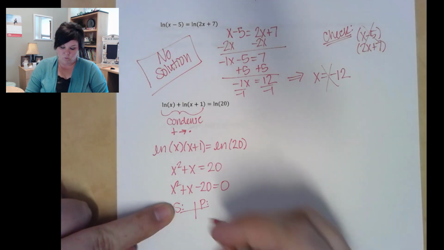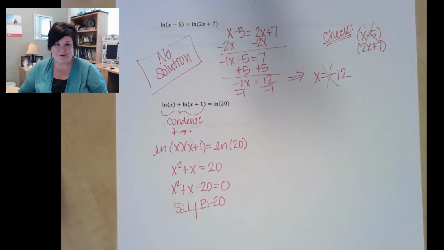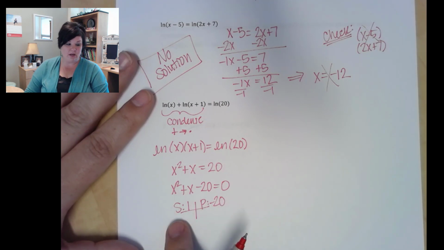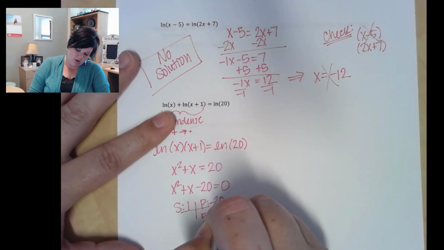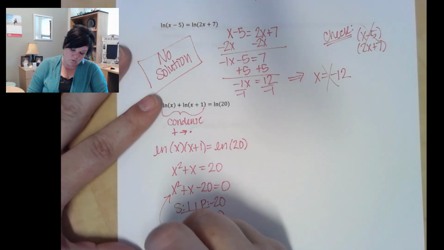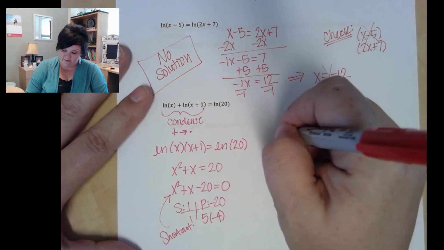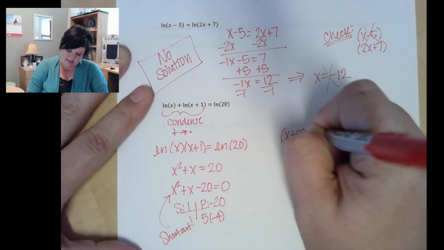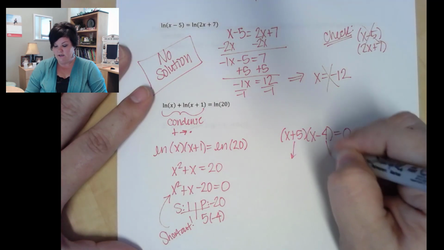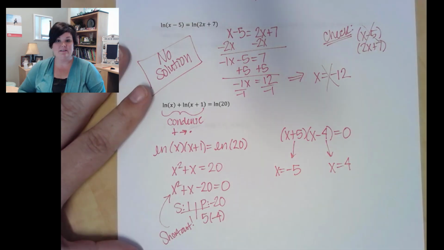So my sum here is a 1. My product is negative 20. And I can do this one, right? Because I find two numbers that multiply to give me negative 20 that combine to positive 1. And that is 5 and negative 4, right? And because my leading coefficient is a 1, I can use the shortcut, okay? So I know this is going to factor into x plus 5 times x minus 4 equals 0. And then I solve each of these. So I end up with x is equal to negative 5 and x is equal to positive 4.